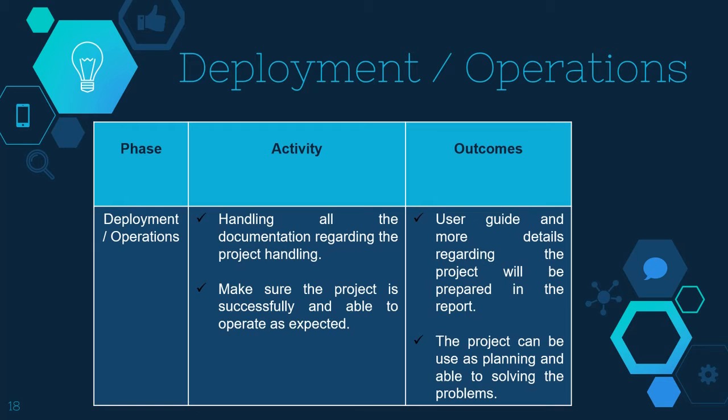And then our last phase is deployment and operation. At this phase, we give a user guide and more details regarding the project that will be prepared in the report. So we give them a guide about how to use this project, how to make it very familiar to use, and also that this project can be used in planning and able to solve the problems. That means I refer to these goals and this problem statement in this product so that we can solve our problem statement and also fulfill all our objectives. This part is very important to make sure that the product is developed based on what we planned.